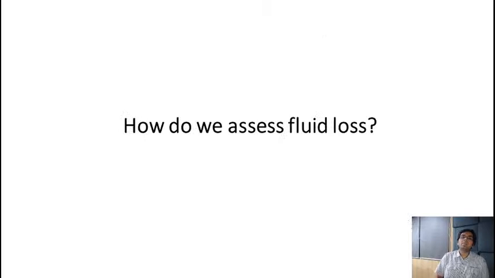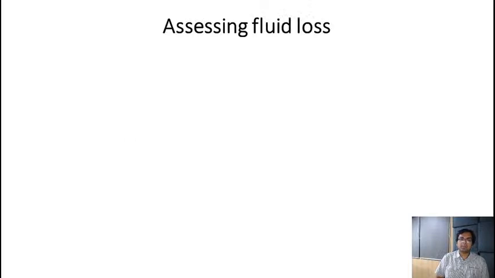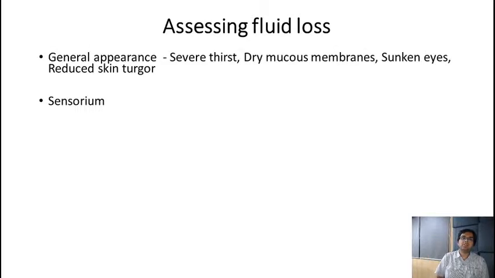Now, how do we assess fluid loss? What is the amount of fluid loss that the patient has encountered? So in order to assess fluid loss, the various parameters that we need to see are the sensorium of the patient, the general appearance, which includes the presence of any severe thirst, dry mucous membrane, sunken eyes, reduced skin turgor. In sensorium, the patient becomes more and more disoriented with loss of cerebral perfusion.